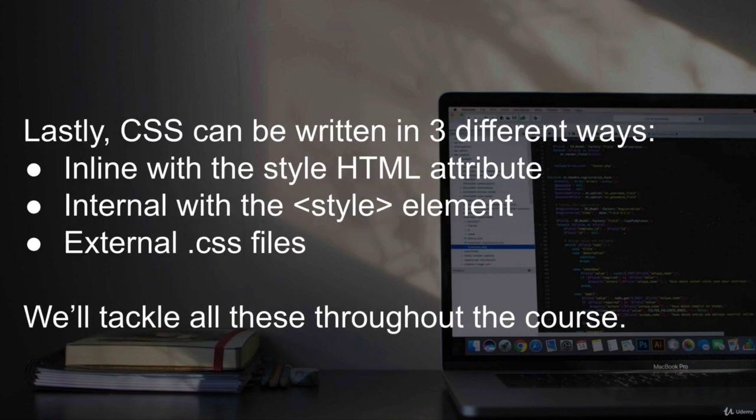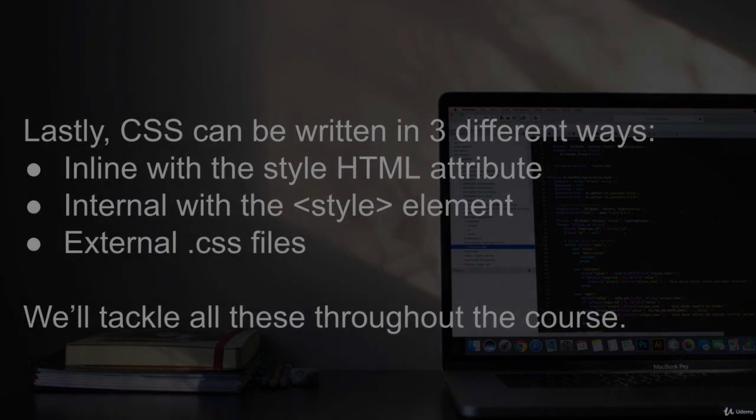Lastly, CSS can be written in 3 different ways. Now, it all looks the same, but we can apply it 3 different ways. That's a better way of putting it. We have inline with the HTML style attribute, then we have internal with the style element, and lastly, we have external .css files. We're going to tackle all of these in this course.